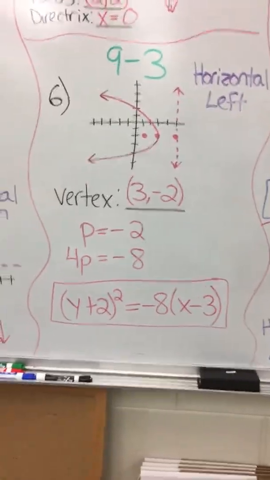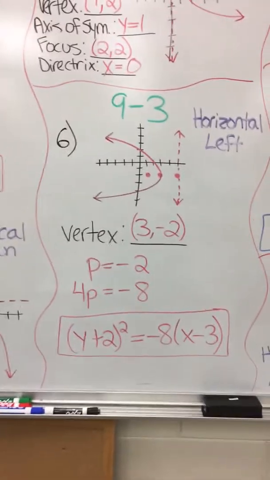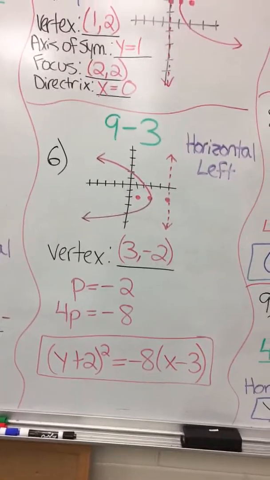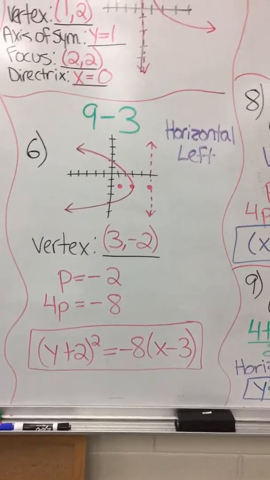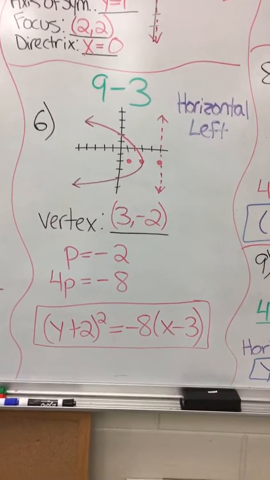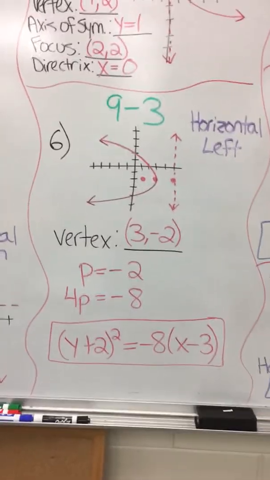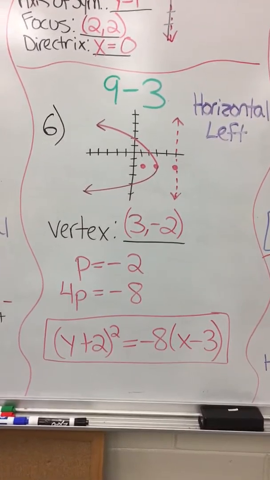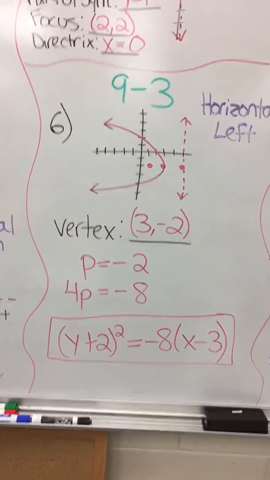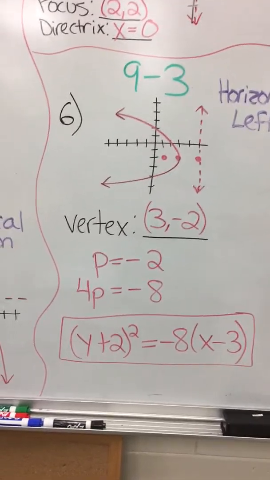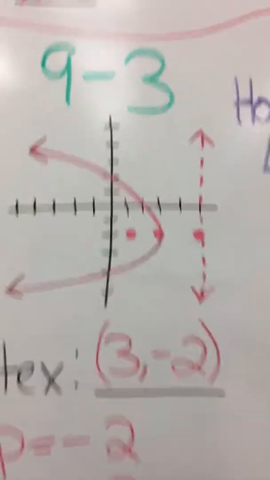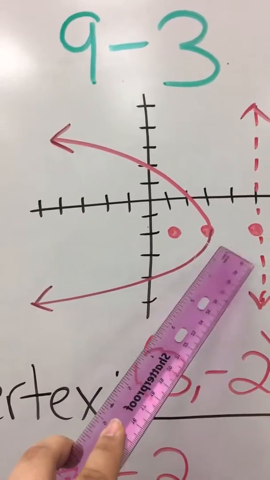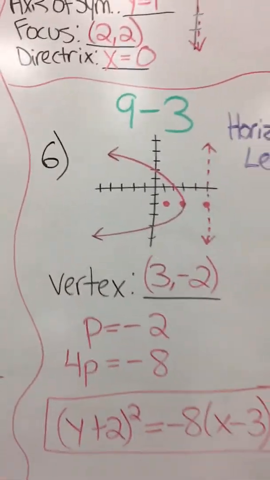Now we are done with drawing graphs. For 9.3, we were writing the equation. So in this case, we are given the graph, and then from there, we have to formulate the equation. So for this one, we have the graph here, and as you can see, it is horizontal, and it's going to open to the left. So what you need to first do is find that center dot right here in red. You have to figure out what point that is so you can figure out your vertex.